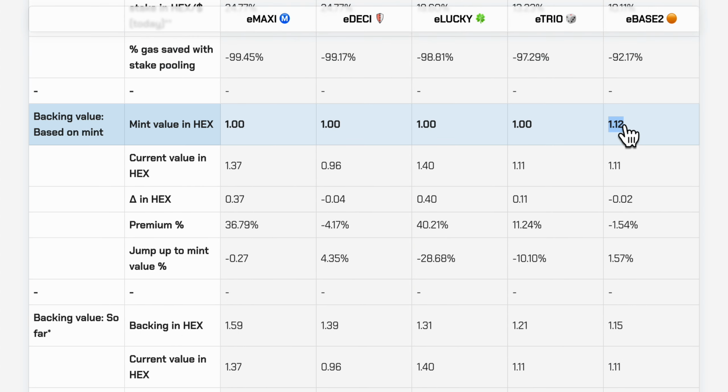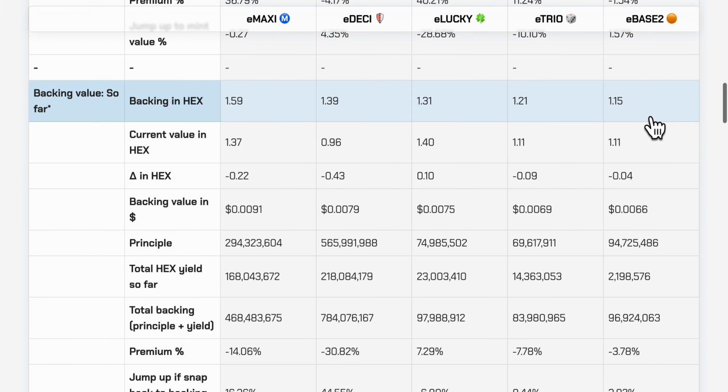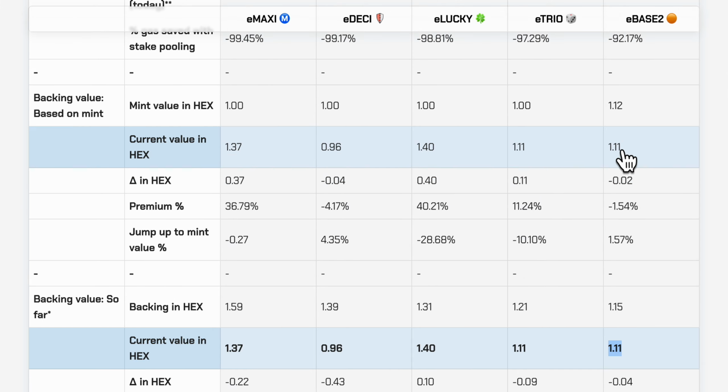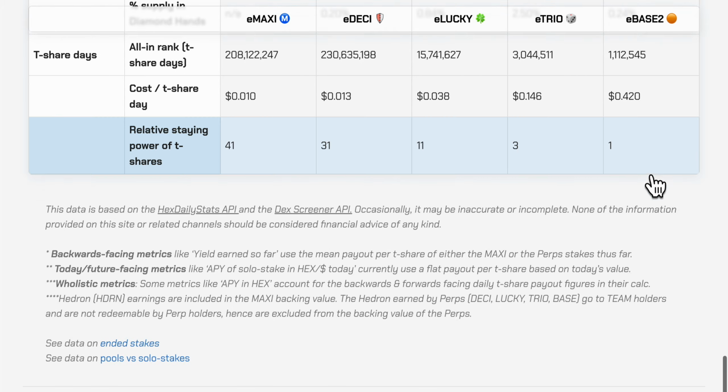You can see that the mint price was different for Maxi and all the others. It was 1 hex for 1 token. Base period 2, that ratcheted up based on the backing of the stake. And then the actual backing so far, 1.15, and we're currently around 1.11. So yeah, all these numbers are now updated.